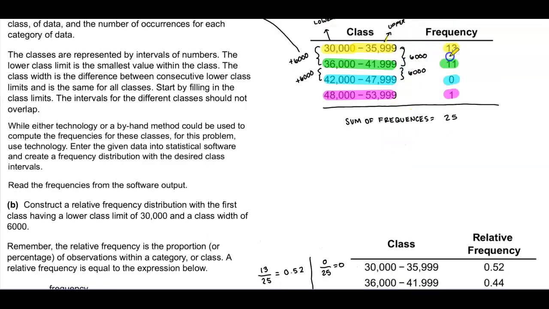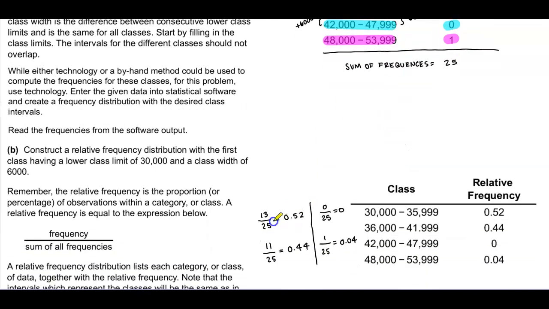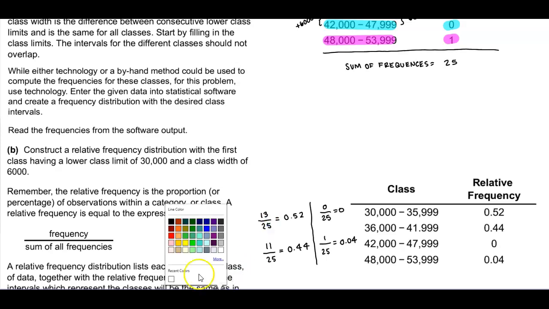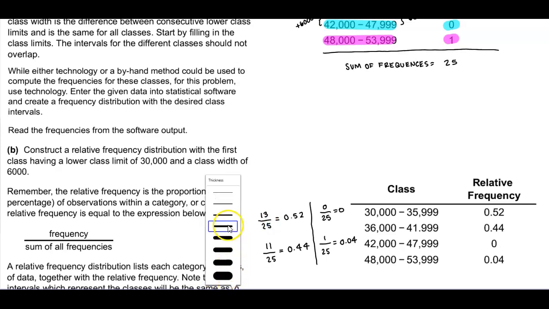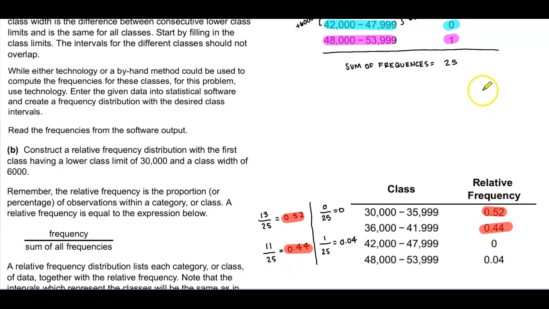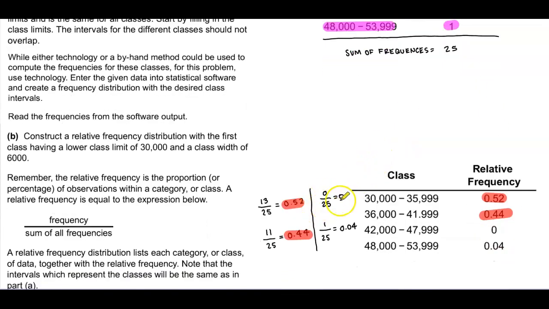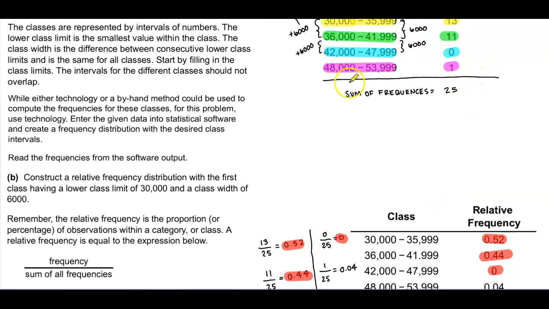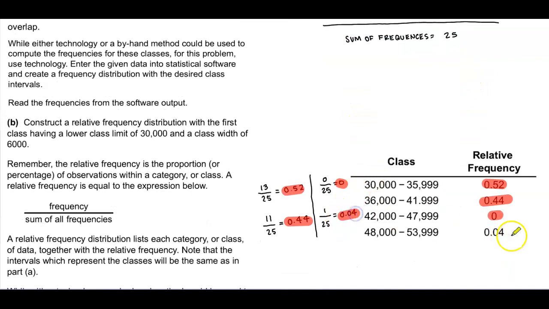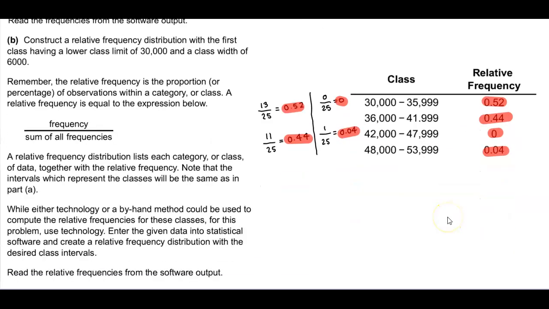Okay, and then to find the relative frequency for 13, we take 13 divided by 25, and that gives us an answer of 0.52. So there's your relative frequency. And we take the number 11 and divide it by 25 to get a relative frequency of 0.44. Then we take the value of 0 divided by 25, which gives us 0. And then the last one, we take 1, divide that by 25 and get 0.04. And therefore there is our relative frequency.